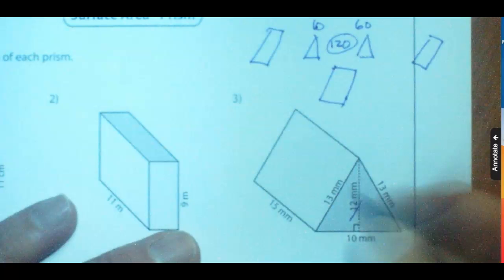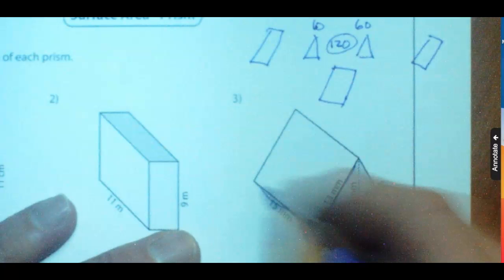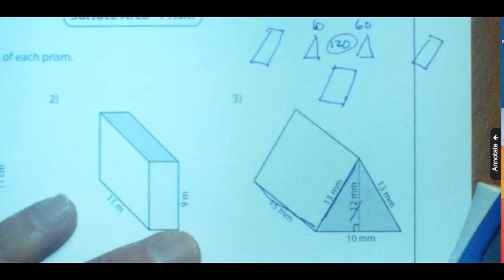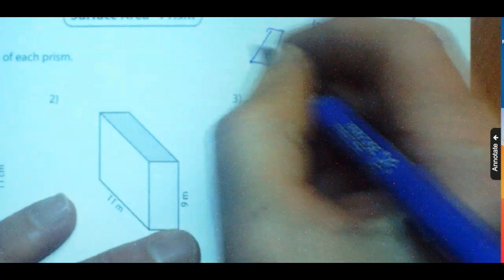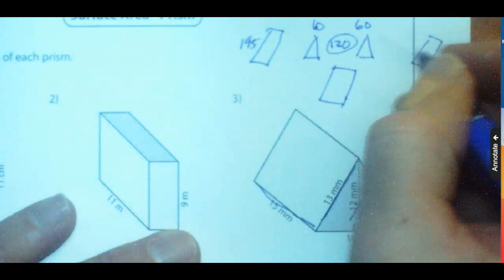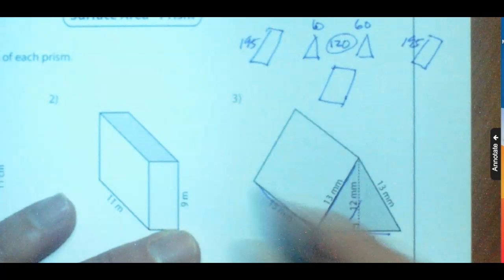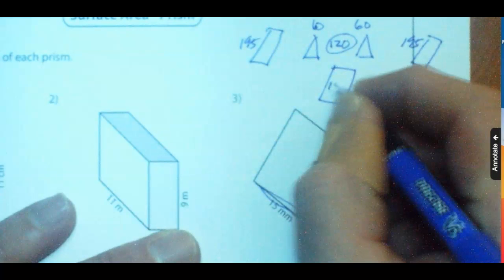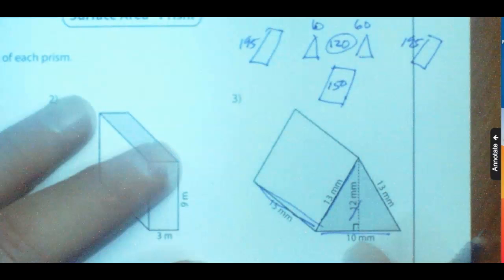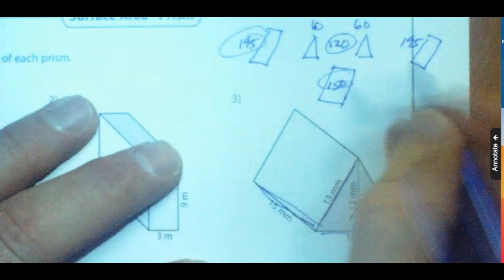This one here is going to be 13 times 15, this side over here. It looks like it's the same on the other side, so I'll just pop that in. 13 times 15, that is 195, so you got 195 here, you got 195 over here, and then you have the bottom. The bottom is 10 times 15, so this is going to be 150. So these are the measures we have to add up.